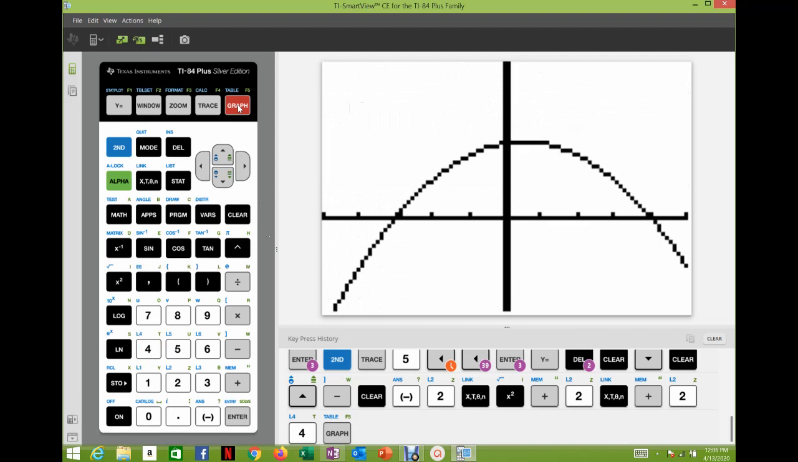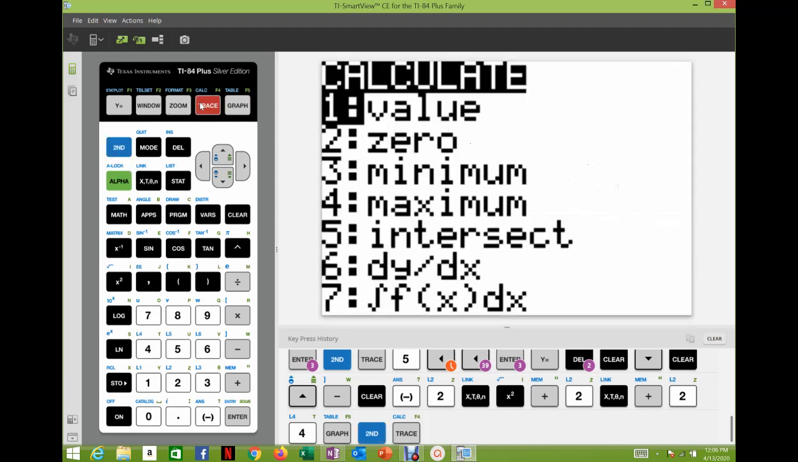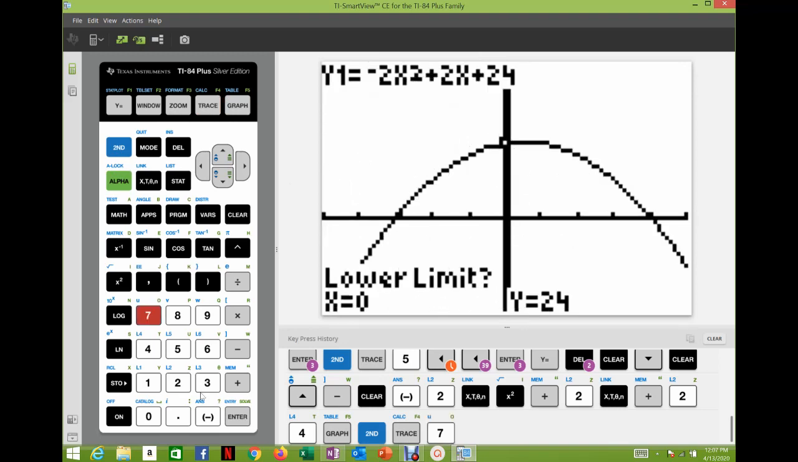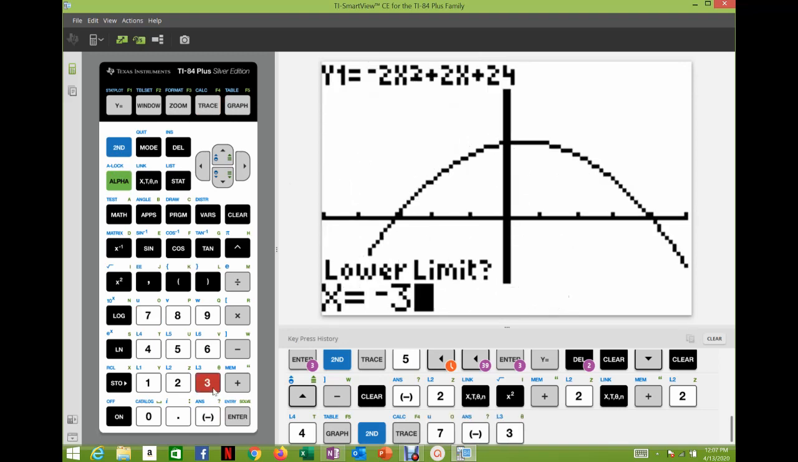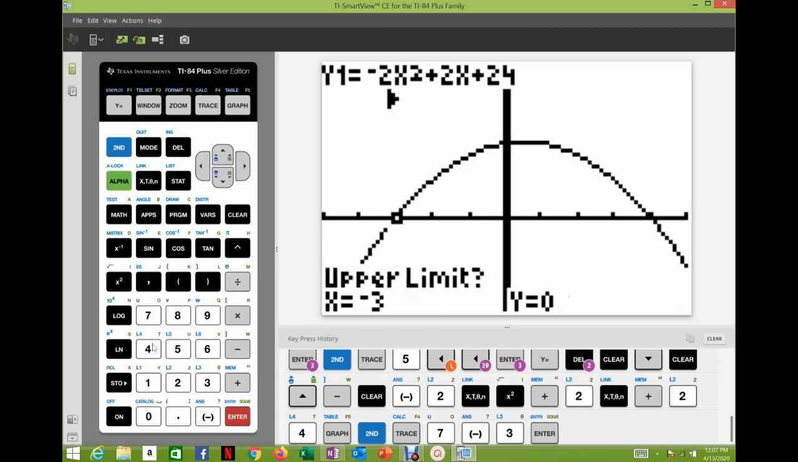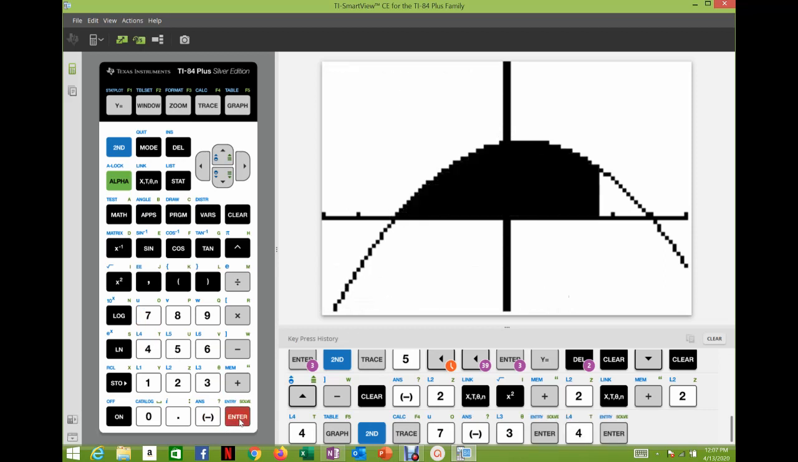There it is. So that's my new graph, and if you'll notice, it's hitting the axes at negative 3 and at positive 4. The area above it is the area that I want, right? And so we go find it. Second trace, 7. My minimum is a negative 3, and my maximum was a positive 4. It'll shade it in and find it. So 114 and a third, 114.3 repeating, is the area.